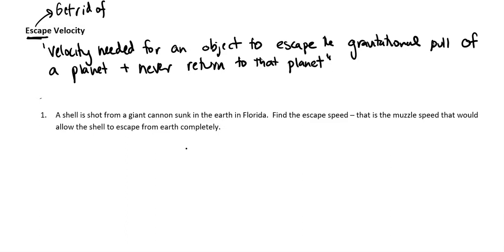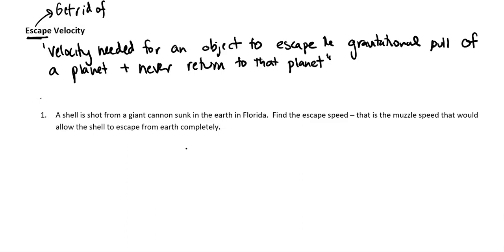So let's think about it. If you're just tossing, let's say, a tennis ball on the surface of the Earth, can that ball, with whatever velocity you throw it with, escape Earth? No. And how do you know? Because the ball comes back down, so it is not escaping. So the velocity has to be big enough that you throw something for it to never return to that planet. It just escapes the gravitational pull of that planet. So it has to be pretty darn fast.